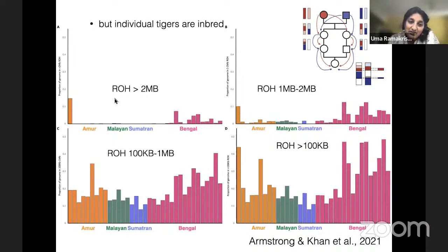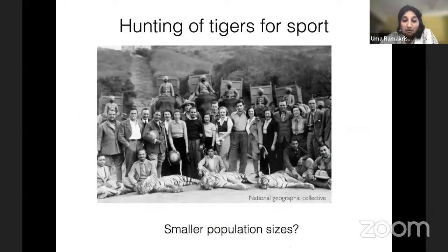But what's very interesting is, when you start looking at the longer stretches, 1 MB and longer, it is the Bengal tigers, the pink guys, I love that it's pink, that are popping up. This, by the way, is an inbred zoo tiger. Okay, so what that's telling you is that while together Indian tigers have a lot of genetic variation, particular individuals in India do seem to be inbred. So this was a hint we got, and so we were very curious to understand more about inbreeding.